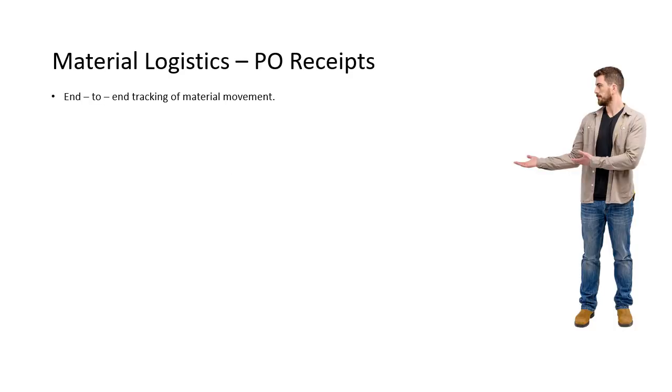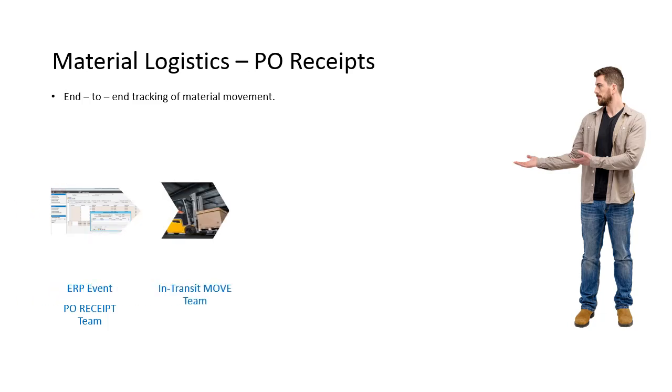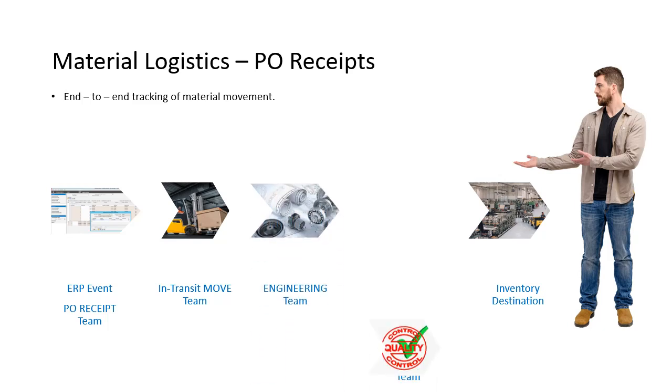End-to-end tracking of material movement begins with an ERP event such as a PO receipt. The flow of material from the receiving dock could go directly to an inventory destination if there is no engineering or quality issues that need to be addressed. However, if there is a company policy or some concern that material has engineering or quality issues, you may direct the PO receipt to the engineering team or a partial quantity to the quality team.